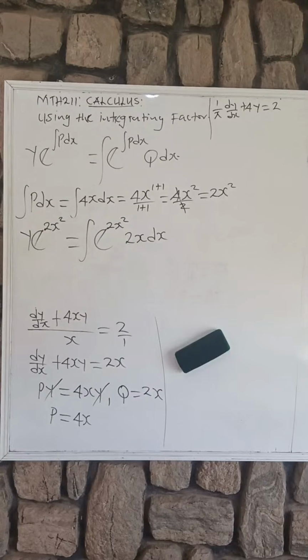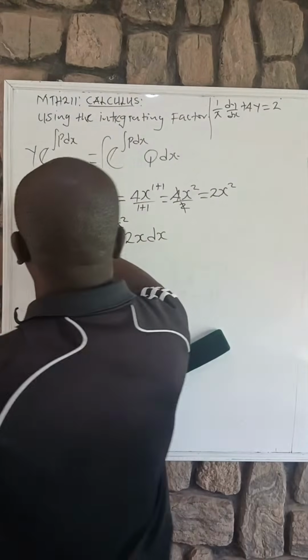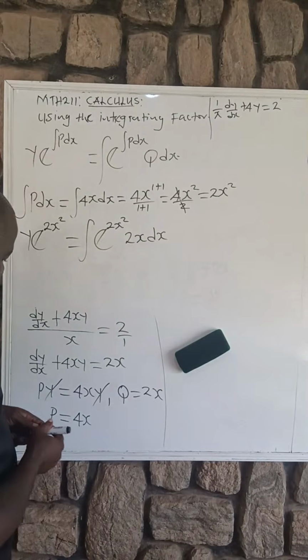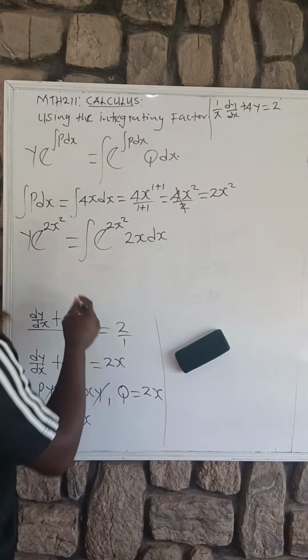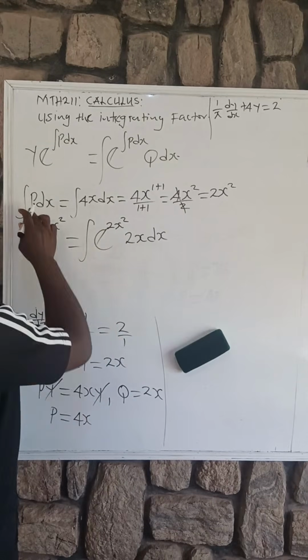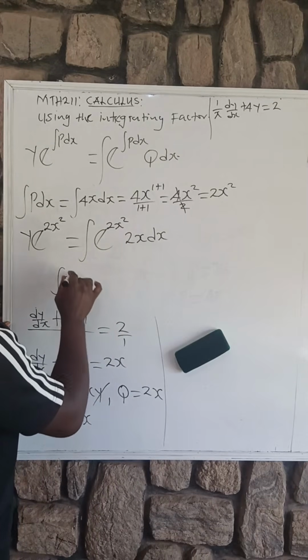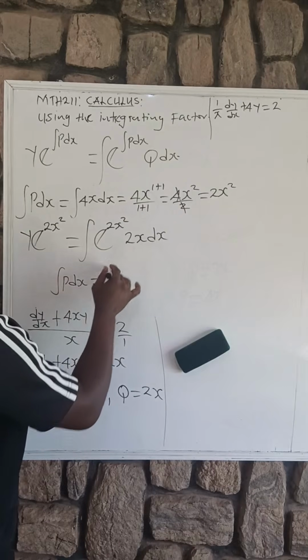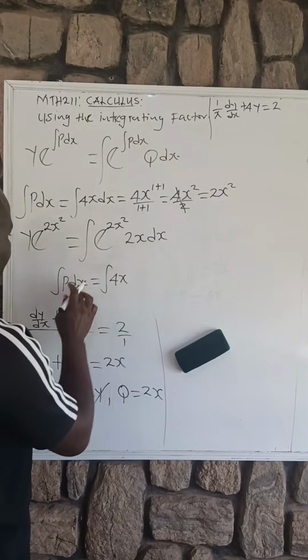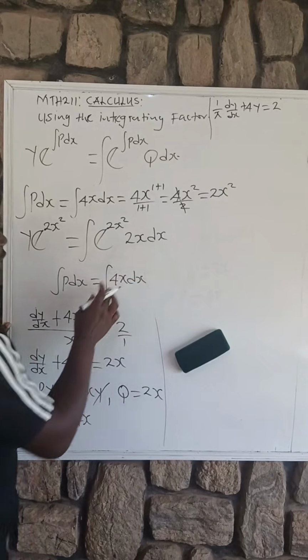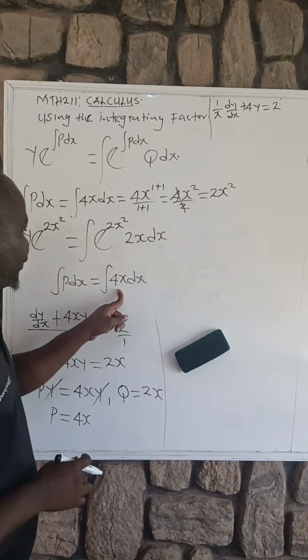How do I get the 2x? We got it from here. Look at it. We integrated it. What is your p here? Your p is 4x. So the integral p dx equals the integral of 4x dx. It is left for you to integrate this function.